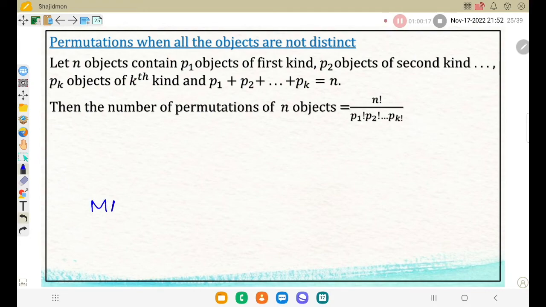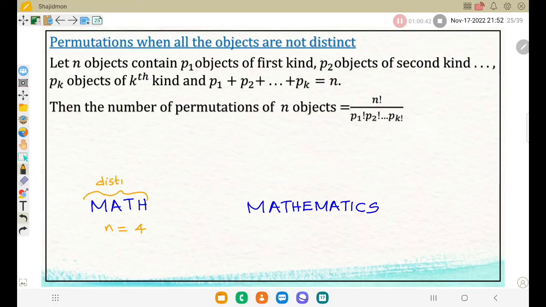See, for example, math, M-A-T-H. Now if I am writing mathematics, for example, see the difference. How many letters are here? 4 letters, n equal to 4, correct? Is it distinct or not distinct? It is distinct, because all the letters come only one time. M only one time, A one, T one, H also one. So n equal to 4, distinct.